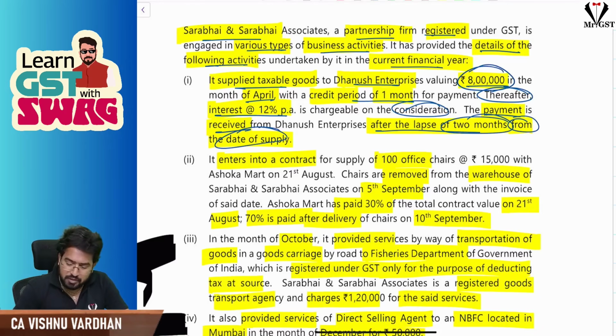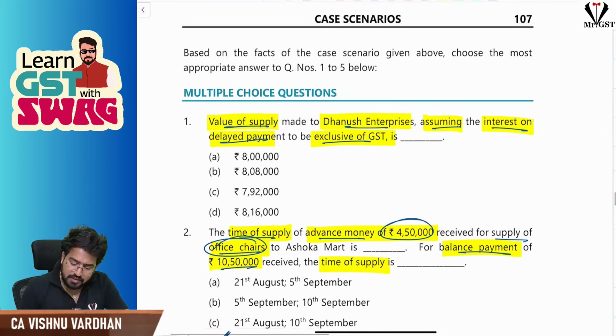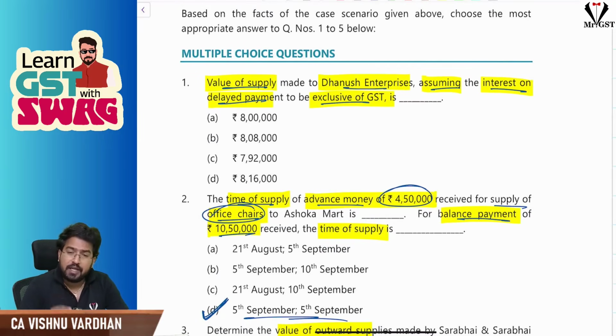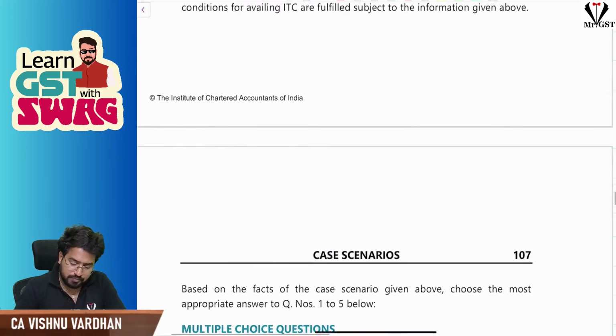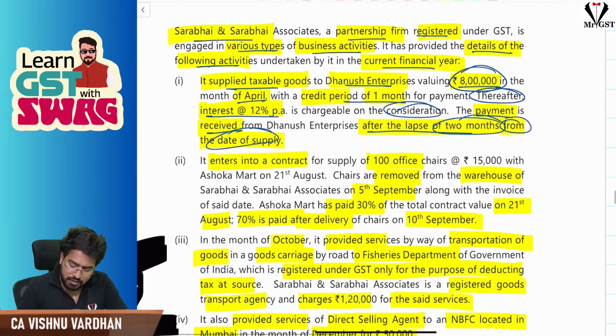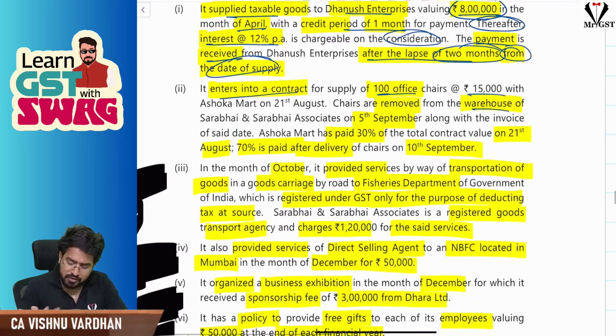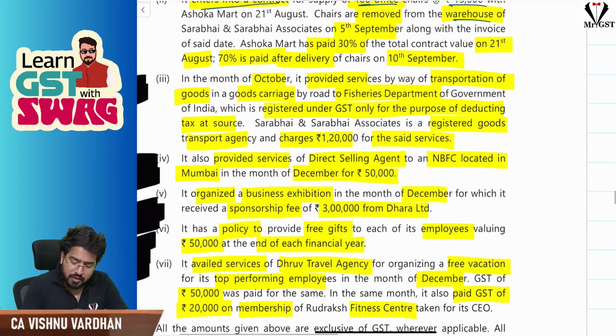So if you remember the question, they said interest is assumed to be exclusive of GST. So 8 lakh into 1% will be the interest, or 8 lakh into 12% into 1 by 12, if you calculate also, 8,000 will be the answer. Simple calculation. Next, this 100 office chairs time of supply, without reading the question also we have told the answer. So nothing to worry.